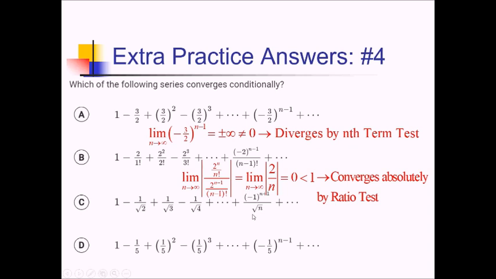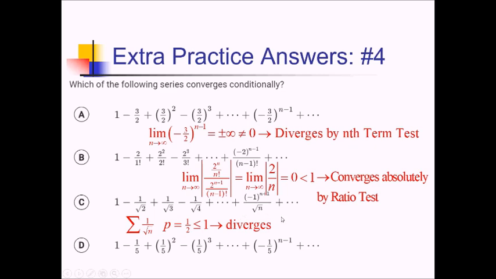considering the absolute value version of this thing, basically 1 over radical n, this is a p-series with a p-value of 1/2. Since 1/2 is less than or equal to 1, this is going to diverge, or at least not converge absolutely, because of the p-series test.